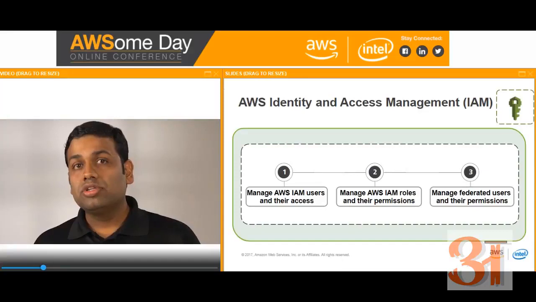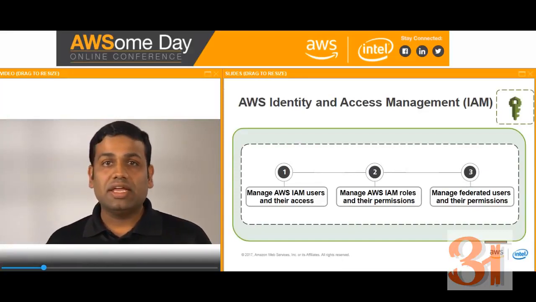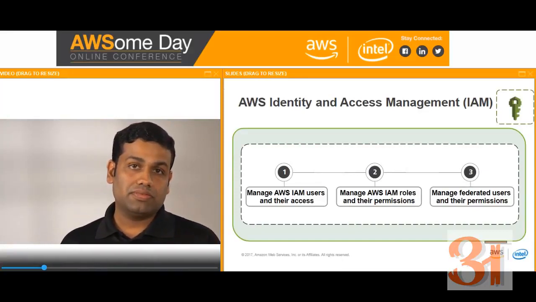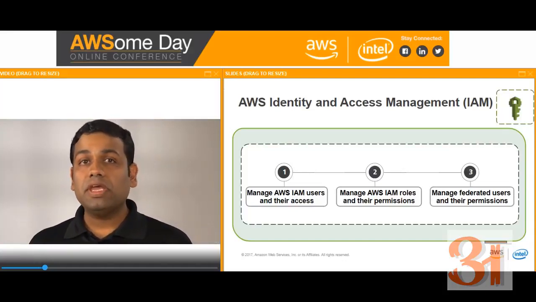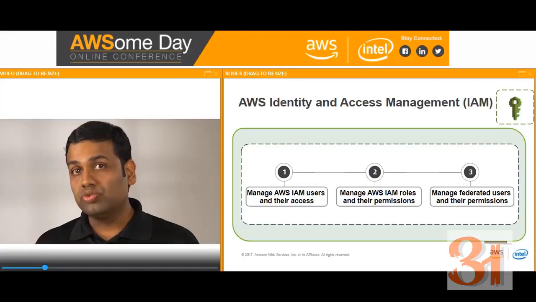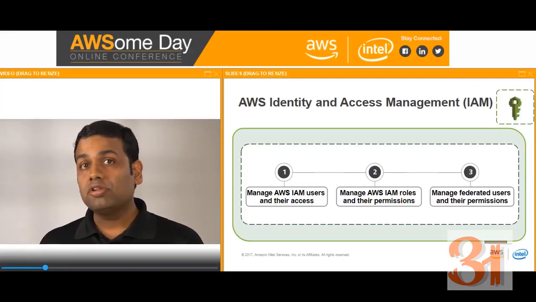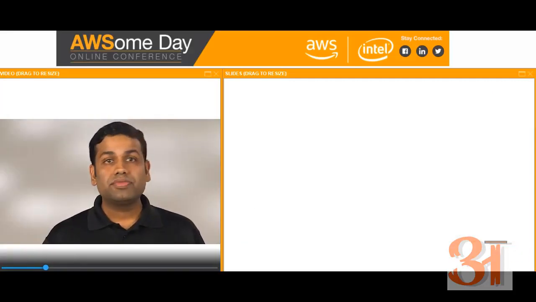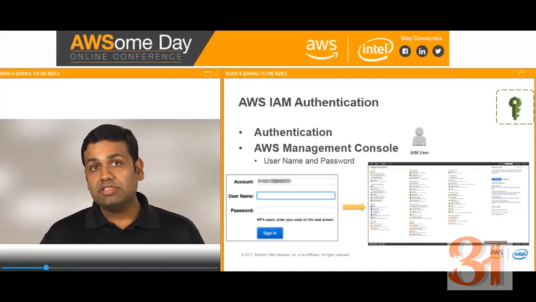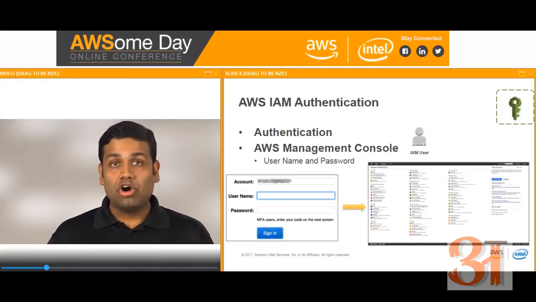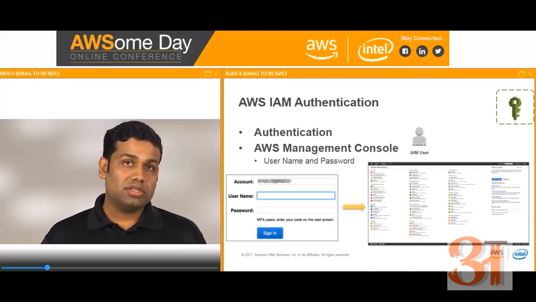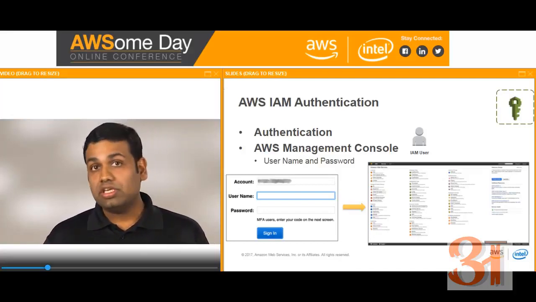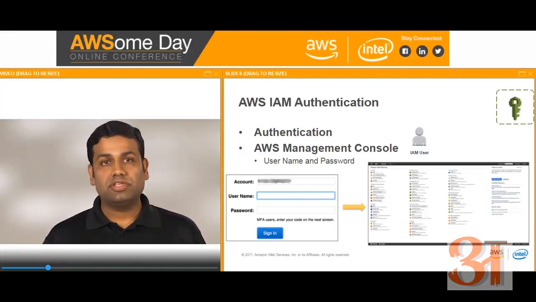Let's move on to the AWS Identity and Access Management section. In this section, we will cover four main aspects: users, groups, policies, and roles. AWS Identity and Access Management, or IAM, is mainly used for two reasons. They are authentication and authorization.